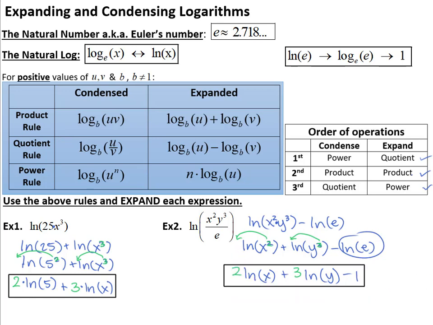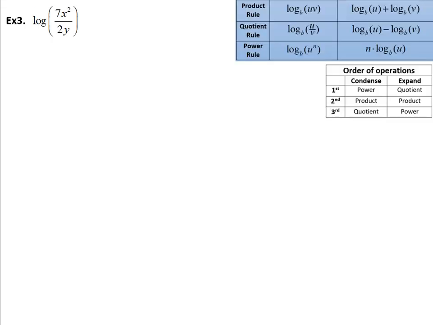All right, let's try a third one. Okay, so we've got our properties and stuff over here again. So once again, first thing we need to do is the quotient rule. We do have things being divided. So let's write those as 2 logs with subtraction between them. So minus log of the bottom. In this case, we're doing log base 10, that common log.